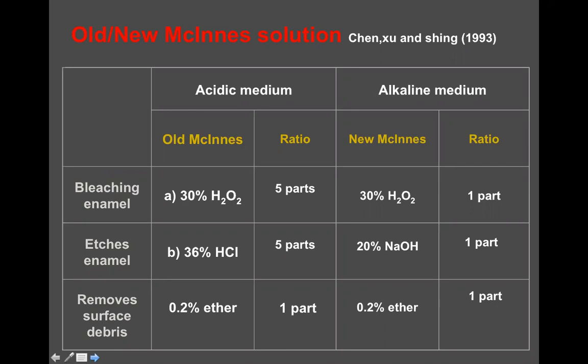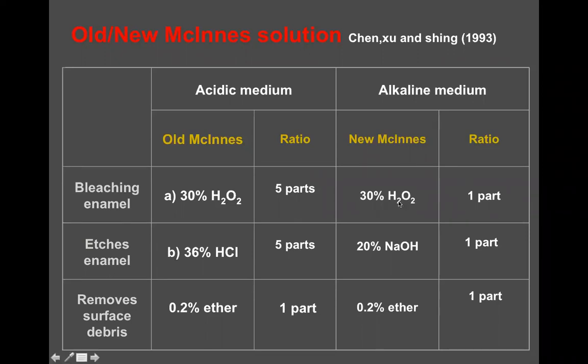In addition to a combination of hydrochloric acid and pumice, there is another method of bringing about microabrasion with chemicals, which is referred to as McInnes solution. McInnes solution was initially utilized in an acidic medium, wherein 5 parts of 30% hydrogen peroxide and 36% hydrochloric acid and ether were mixed together and applied onto the tooth structure. Having found that 36% hydrochloric acid could be very caustic to soft tissues, it's been changed recently, wherein we don't use hydrochloric acid as a medium, but we make use of 20% sodium hydroxide as a medium in order to bring about a change in color.